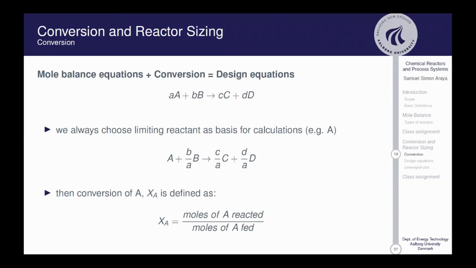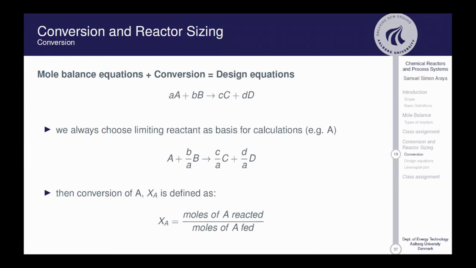Now that we have seen what mole balance equations look like for each of the different chemical reactors, by adding a conversion definition, which is basically how much of the reactants do we want converted into product, a definition of that will help us define the mole balances in terms of conversion, which will then give us design equations for the reactors.